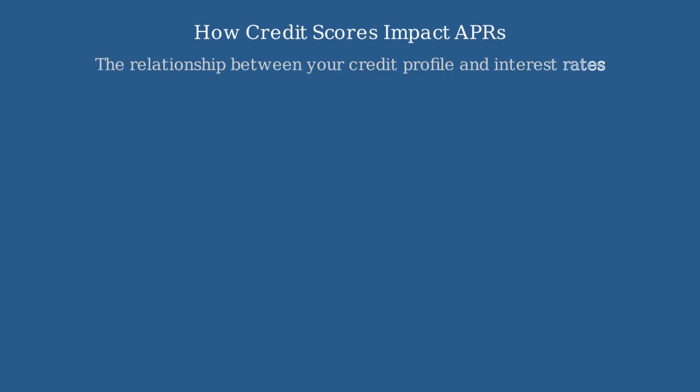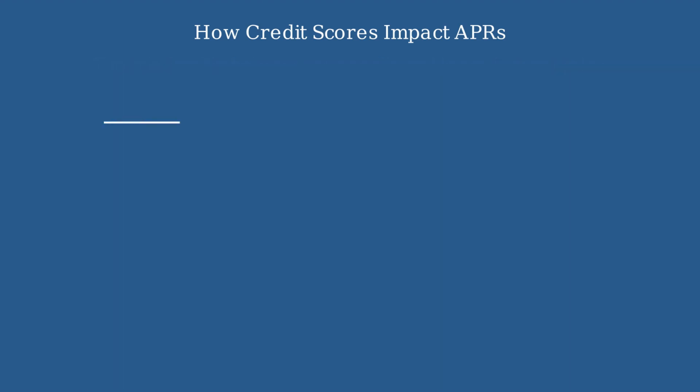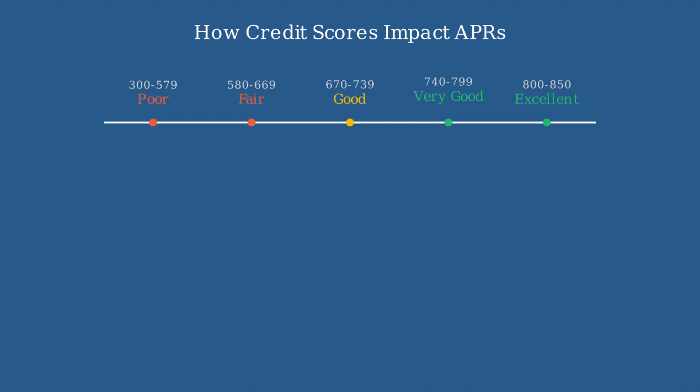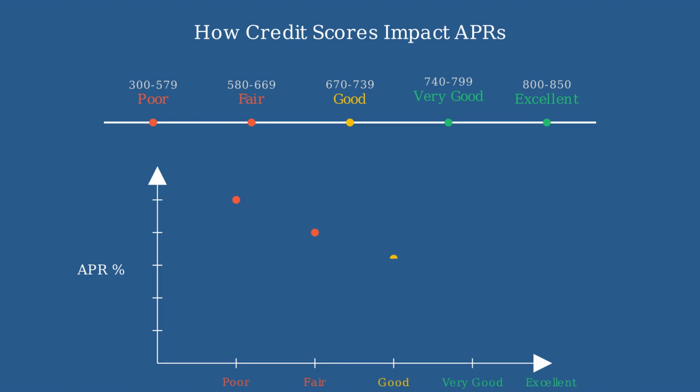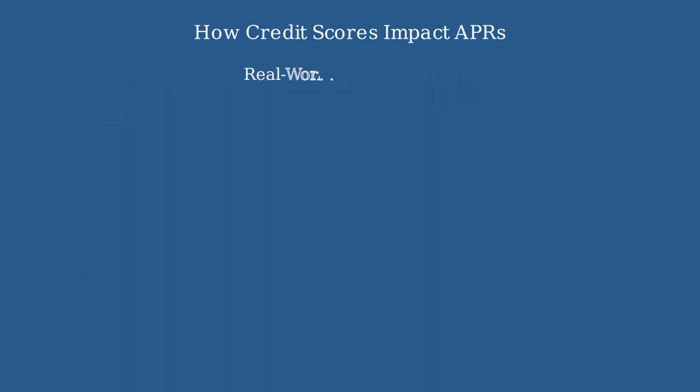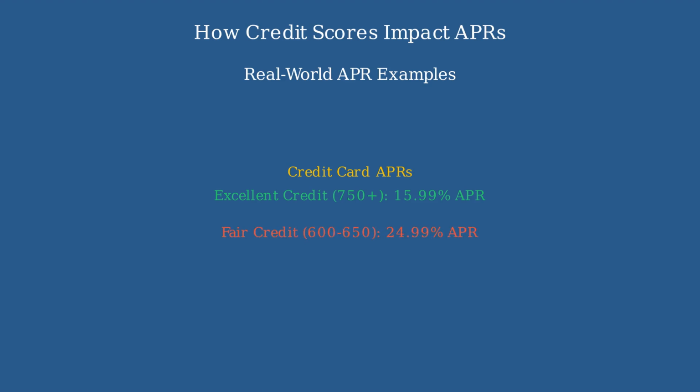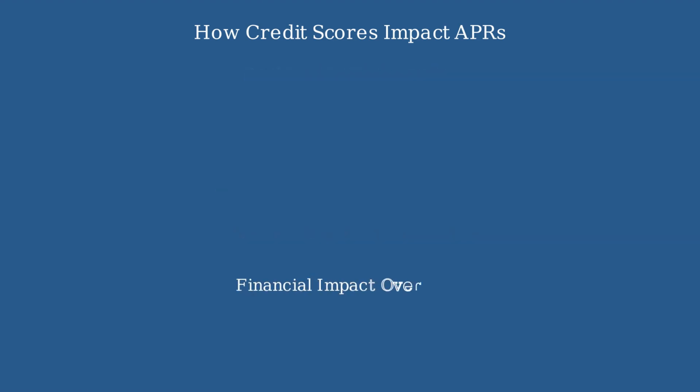Your credit score has a significant impact on the APR you're offered by lenders. Credit scores typically range from 300 to 850, with higher scores indicating better creditworthiness. As your credit score improves, the APR you're offered typically decreases, which means you pay less interest. For example, someone with excellent credit might receive a credit card APR of around 16%. Meanwhile, someone with fair credit might get 25% for the same card. This difference in APR can translate to thousands of dollars in additional interest costs over time.